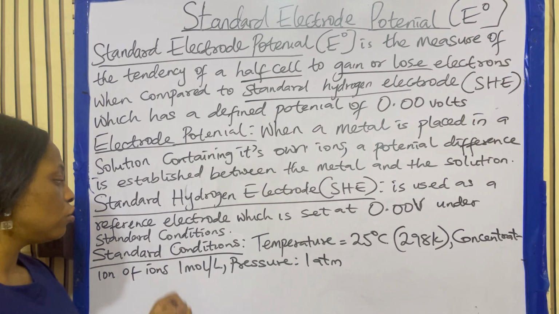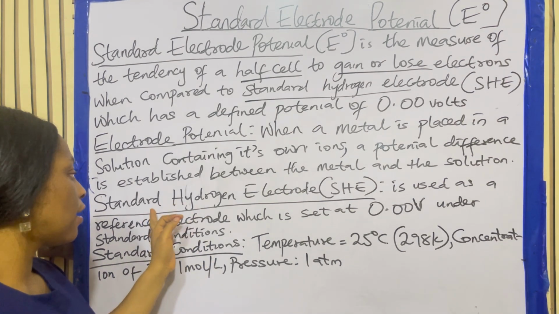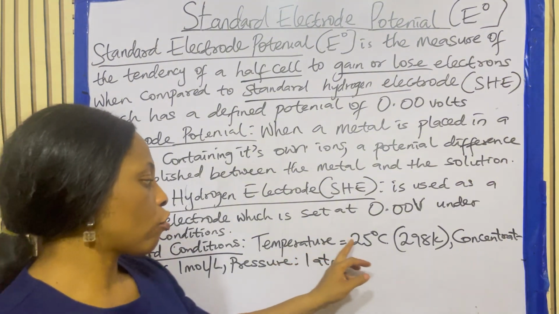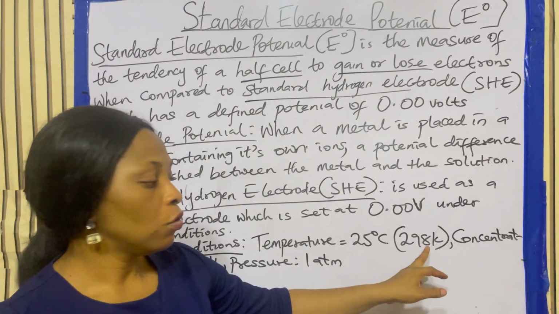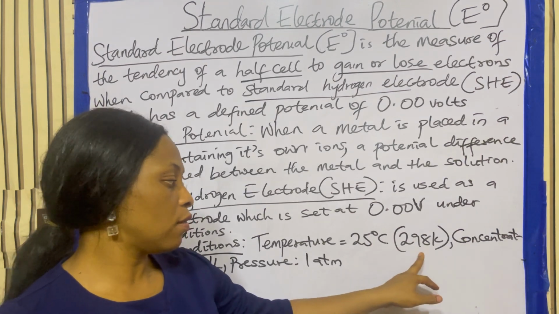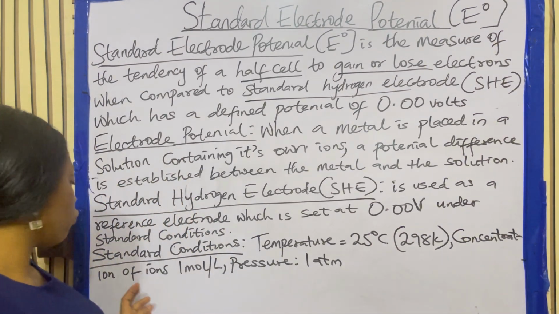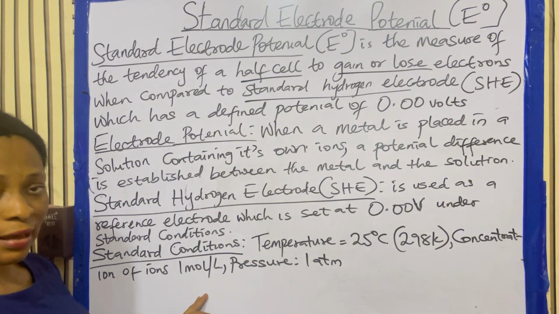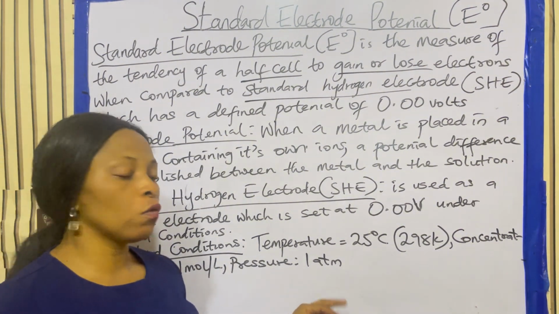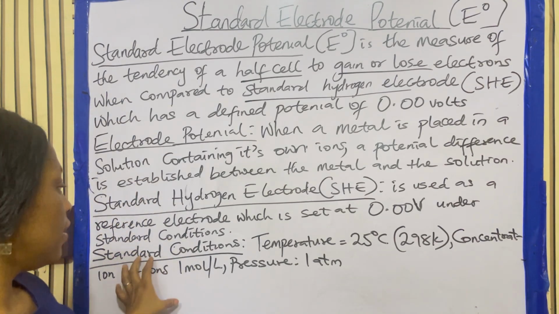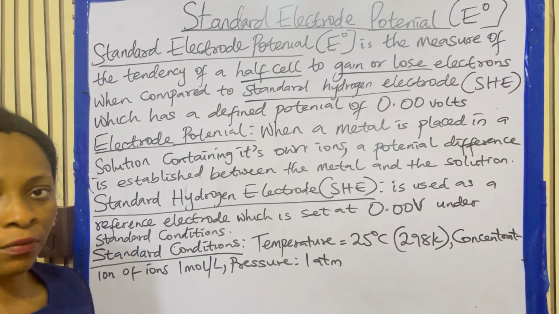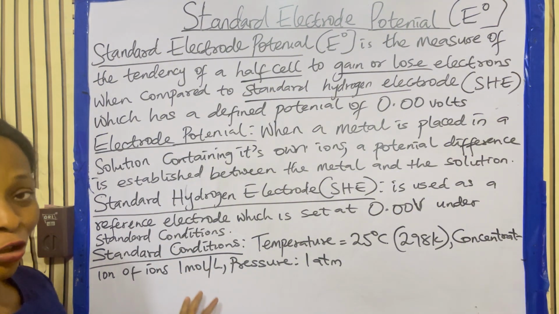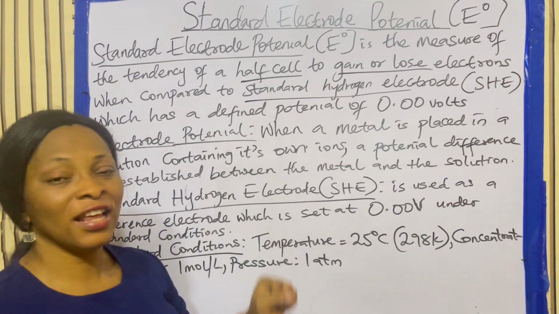Now, what are the standard conditions for this standard hydrogen electrode? The standard conditions are: one, temperature must be at 25 degrees Celsius or 298 Kelvin; you add 273 to this, it gives you this. Then two, concentration of the ions must be 1 mole per liter. And then the pressure must be 1 atm. So these are the standard conditions for the standard hydrogen electrode.